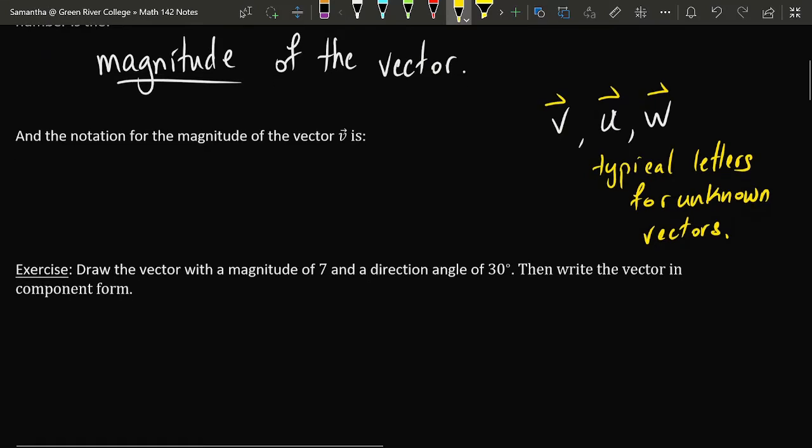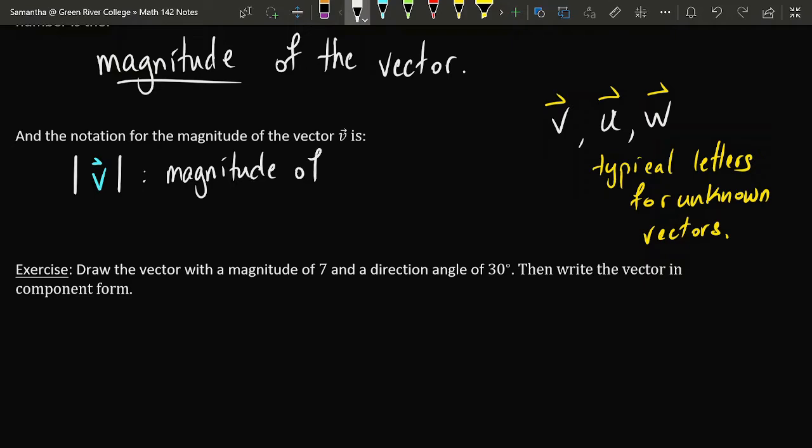Now, if you have a vector, which I will just generically call V with an arrow on the top, there's specific notation for the magnitude of that vector. One common notation is to take V and to put vertical bars around it, similar to the absolute value bars. This is how we denote the magnitude of the vector, which is called V, with the vector arrow on top of it.